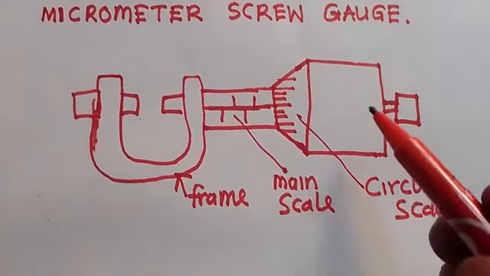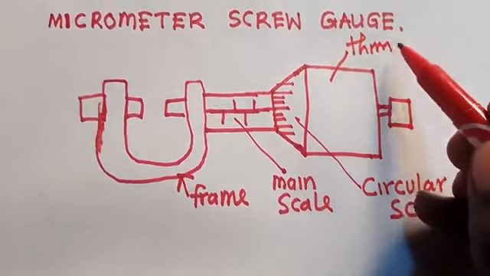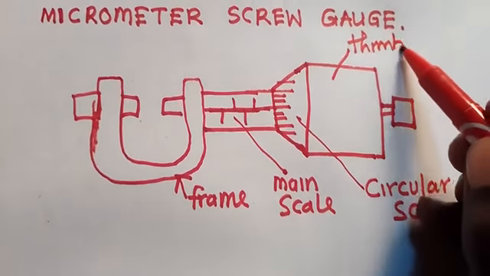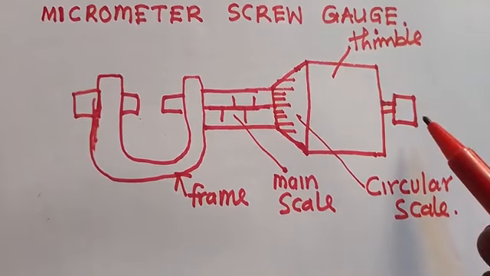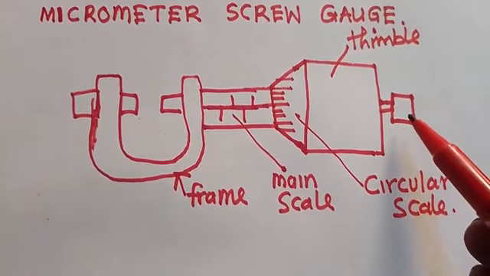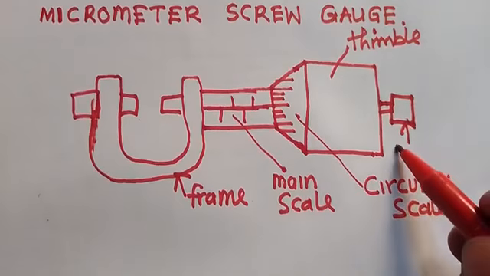Then this empty part that is here is called a thimble. We've got this one on this side. This part here is called a ratchet.